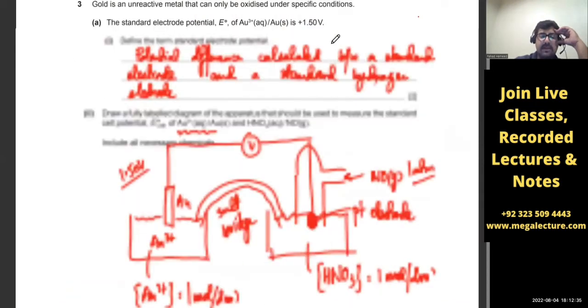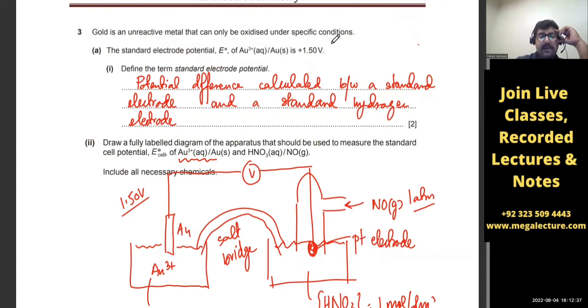Anyways, I think we did this previously, but I'll just go through this question quickly. He said what is meant by the term standard potential. So it's a potential difference calculated between a standard electrode and a standard hydrogen electrode. ठीक है, that's what it meant.